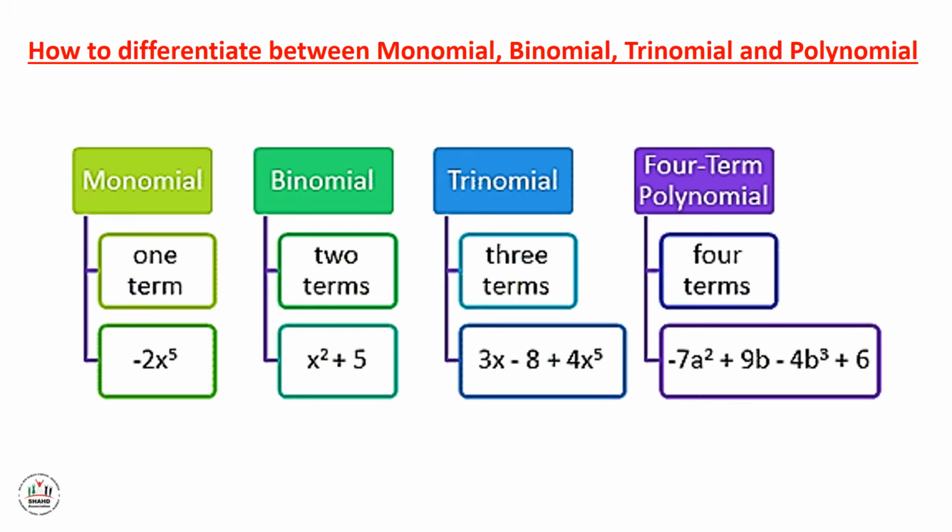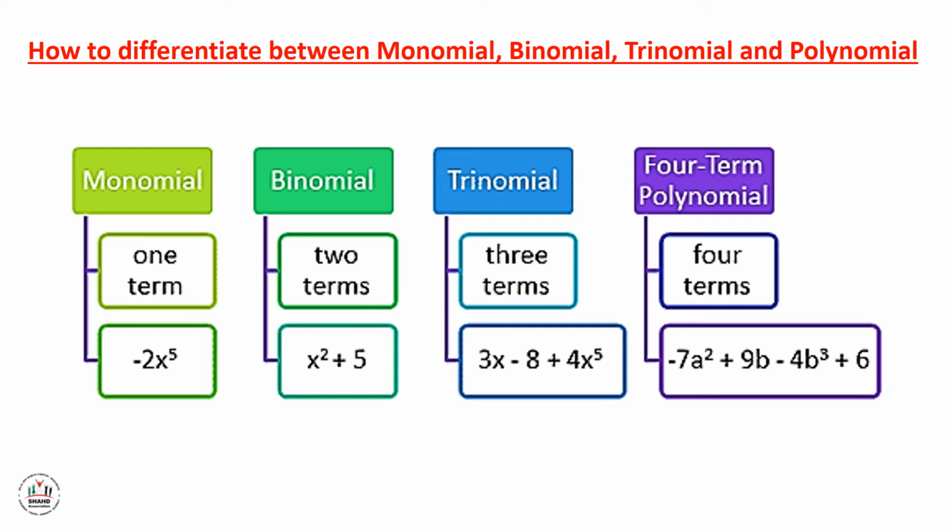Now we will learn how to differentiate between monomial, binomial, trinomial, and polynomial. So it's simply to say that a monomial includes only one term, like minus x power 5, x squared, minus 2, minus 1, 3, 3x squared, 6x squared. They are all examples of monomials. Binomial, two terms, like x squared plus 5.